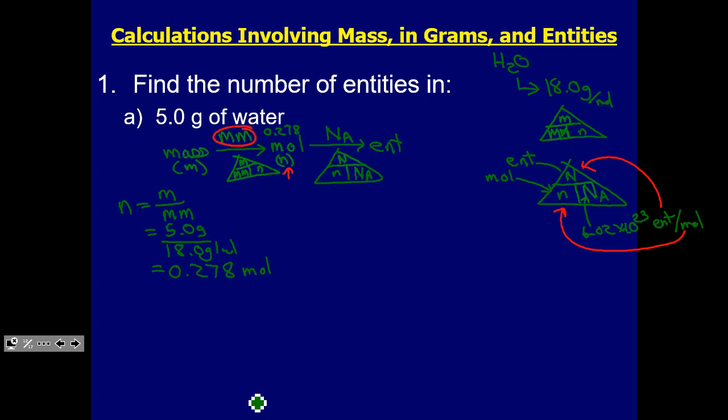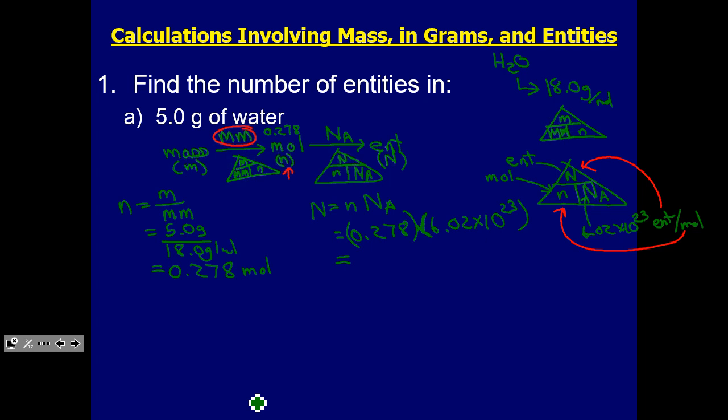I want to get entities. I'm covering up the big N, because that's what I want to find. Big N equals little n times Avogadro's number. 0.278 times, and I'm going to use brackets there instead, 6.02 times 10 to the 23 entities per mole.